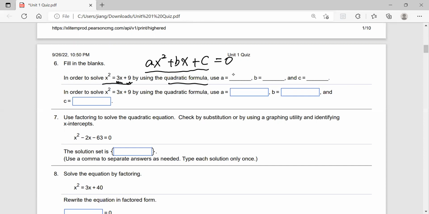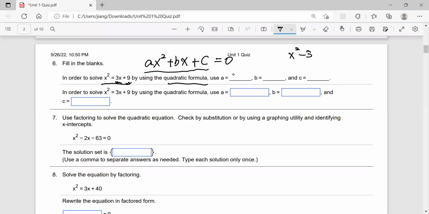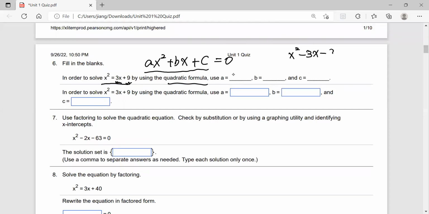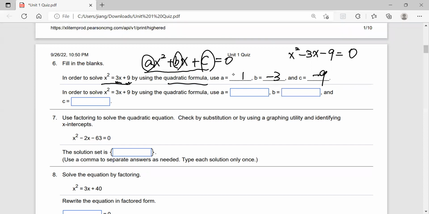So on both sides, I must subtract 3x and 9. That means the left-hand side is x squared minus 3x minus 9, and the right-hand side is 0. Now, what is a? What is b? What is c? So a is 1, b is negative 3, and c is negative 9. So you just fill in the blanks here, a, b, and c.